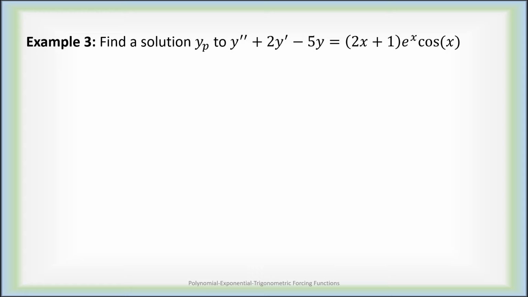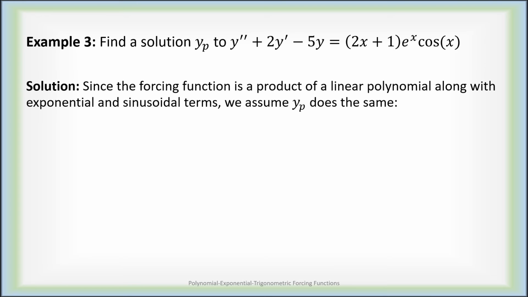As a third example, let's find a solution to y double prime plus 2y prime minus 5y equals 2x plus 1 e to the x cosine of x. Now our forcing function has a linear polynomial, an exponential, and a sinusoidal term, 2x plus 1 e to the x cos x. This means, by the way, it can't possibly solve the complementary equation for our second order differential equation. So we should assume that our particular solution yp has the same basic form.